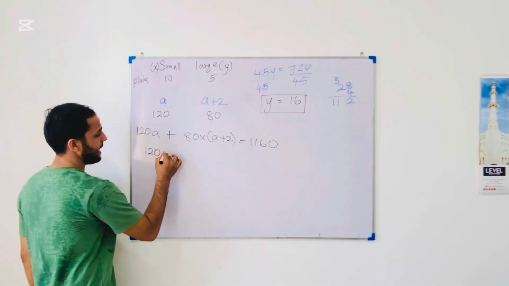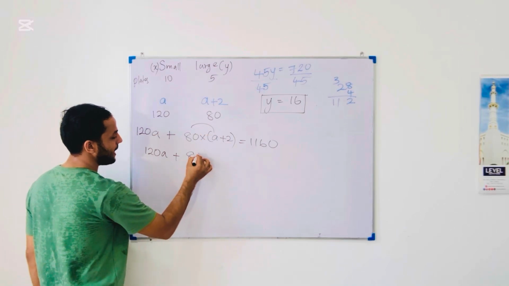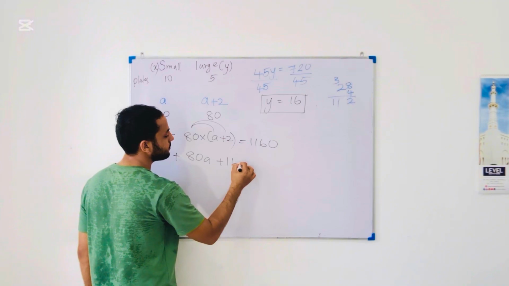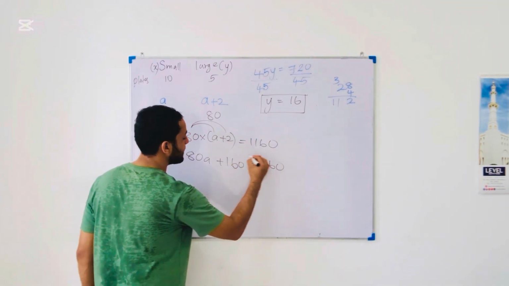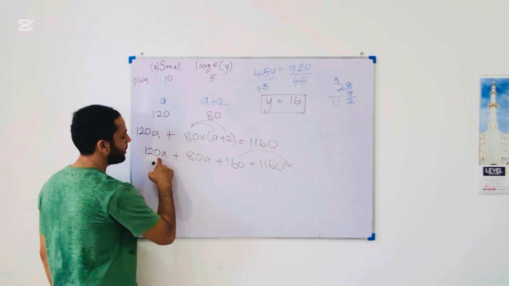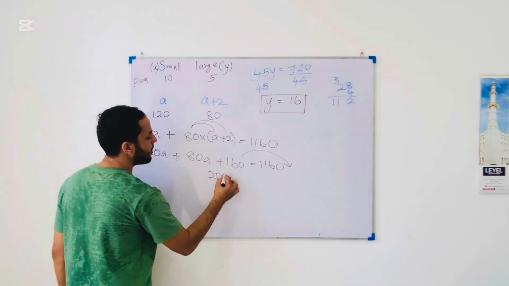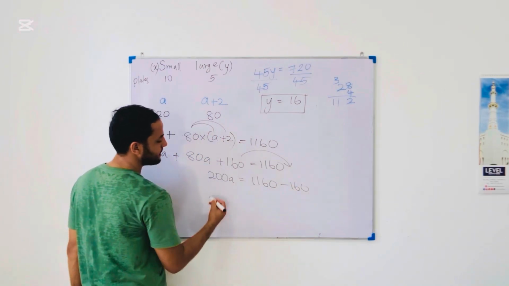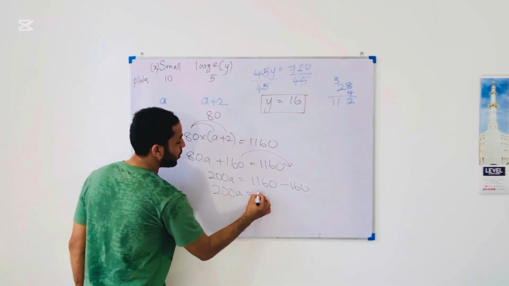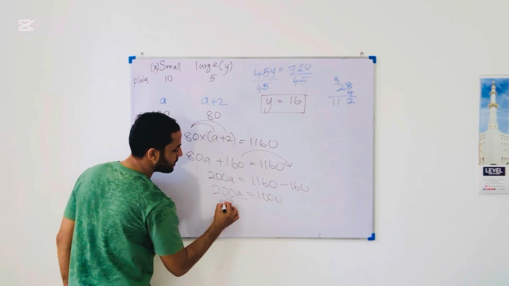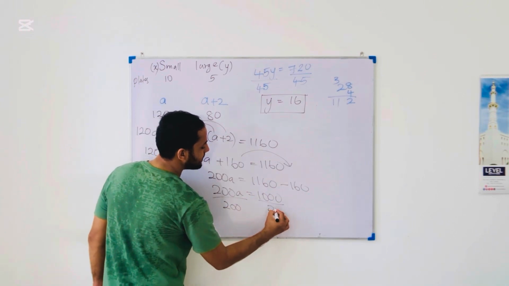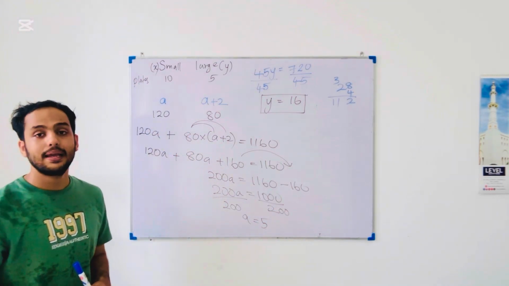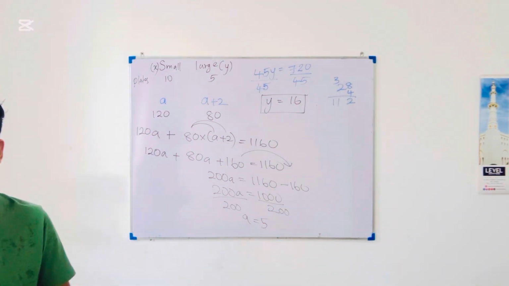So 120A plus, if you remove the bracket, 80 into A, that is 80A, 80 into 2, that is 160, that is equal to 1160. Take the 160 to the other side. 120A plus 80A, that is 200A, that is equal to 1160 minus 160. So 200A is equal to 1000. Divide both sides by 200. A is equal to 5. That means one small plate will have 5 sweets in it.